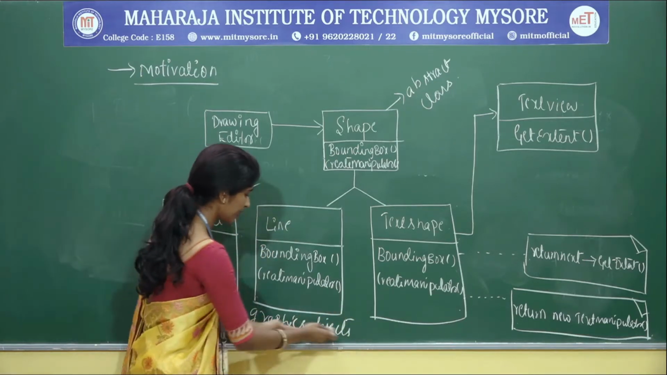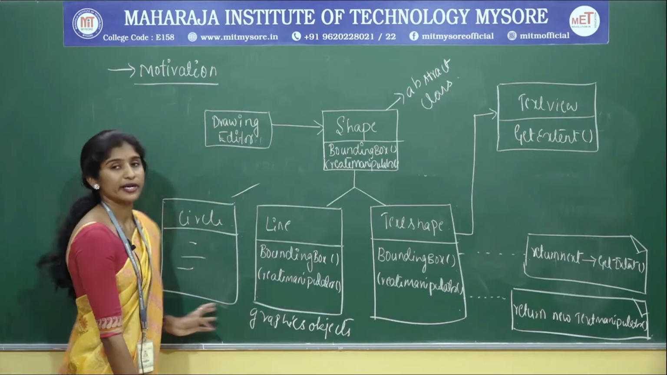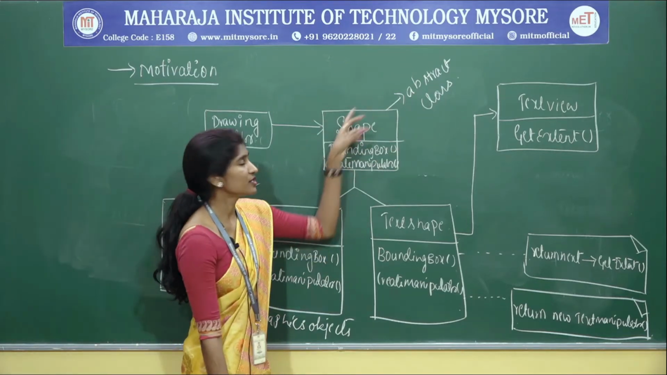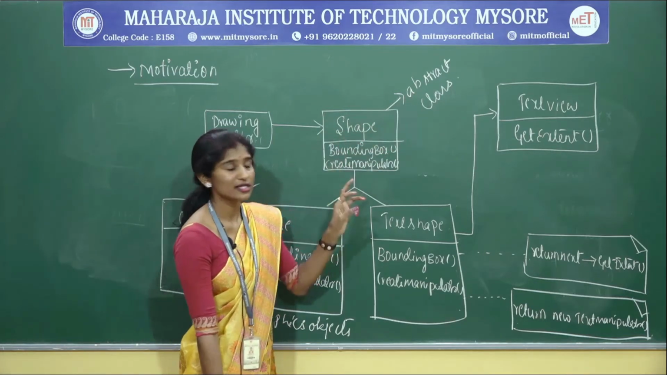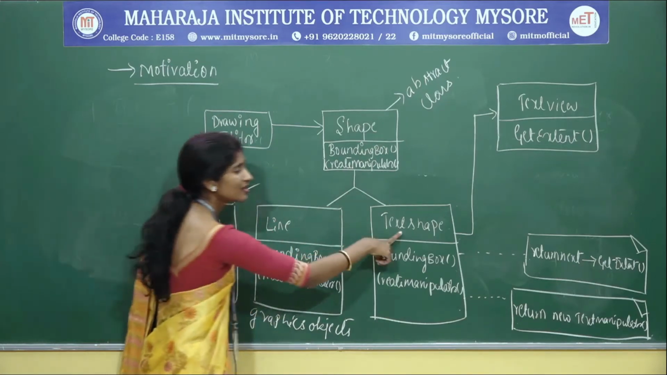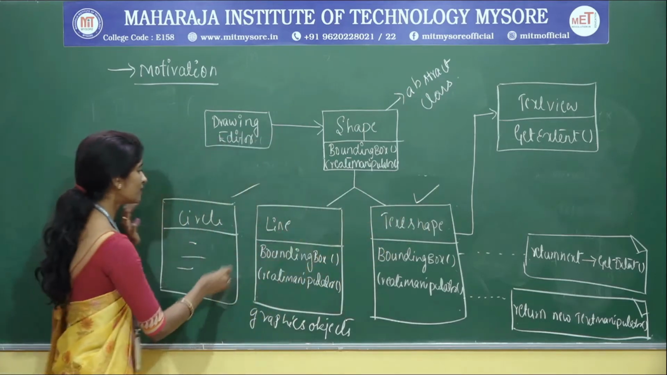For each and every graphic object you are going to use, it is going to create separate classes in the drawing editor. And I told you this is a shape class, which is an abstract class. Under that you have got two classes here, that is a line and the text shape. I'll tell you about this text shape, but before that we'll see this one.